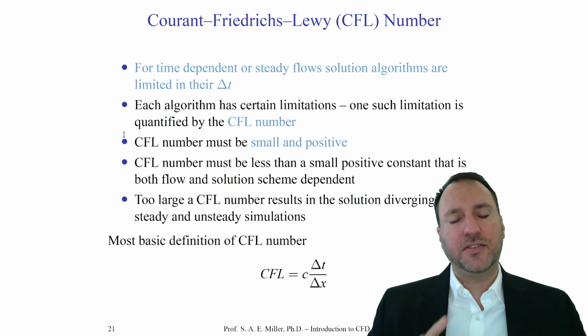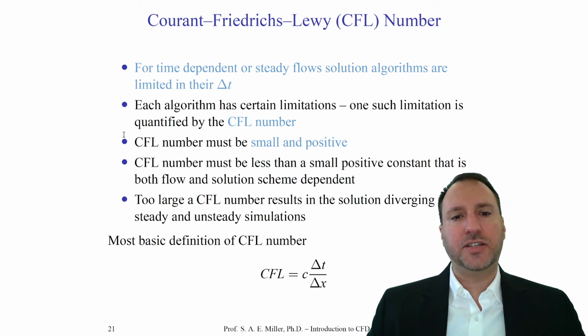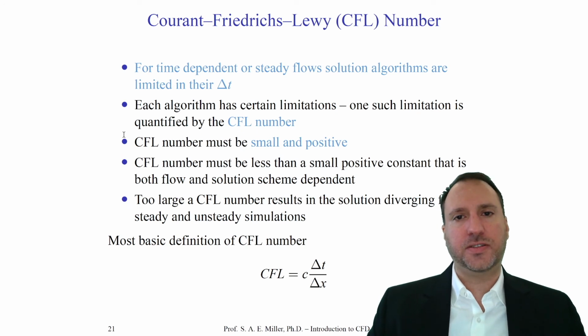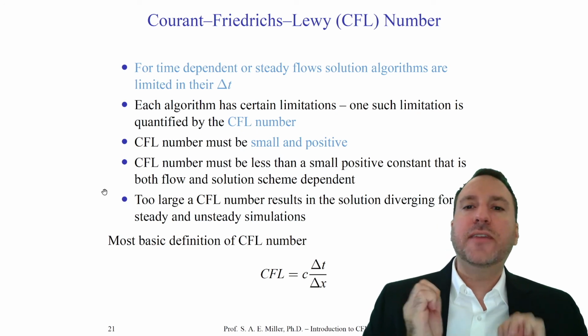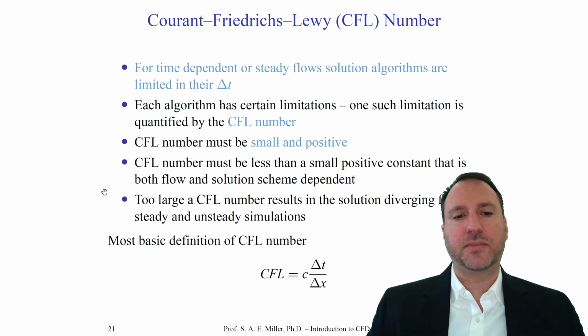CFL numbers themselves can be found analytically for simplified partial differential equations, or ODEs. This comes back to stability analysis, which some people call the von Neumann analysis, named after John von Neumann. It's a numerical stability analysis for linear equations, which gives you the CFL number. If the CFL number is too large, the solution will diverge. That means the values will go away and become infinity, or not a number, or something else. And that is true for both steady and unsteady simulations. So the CFL number is critical.